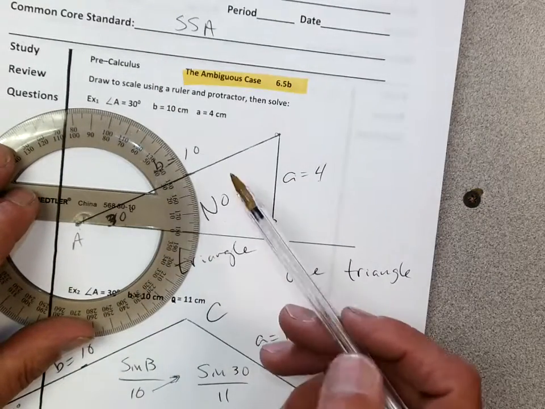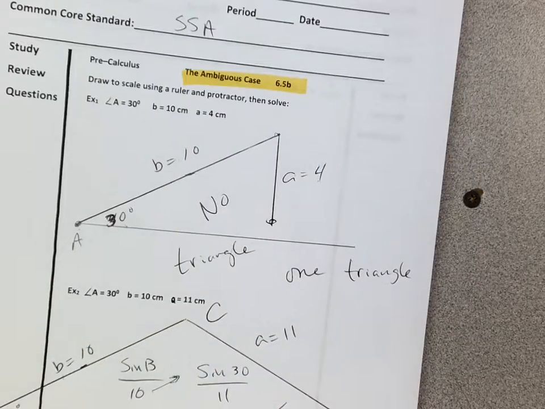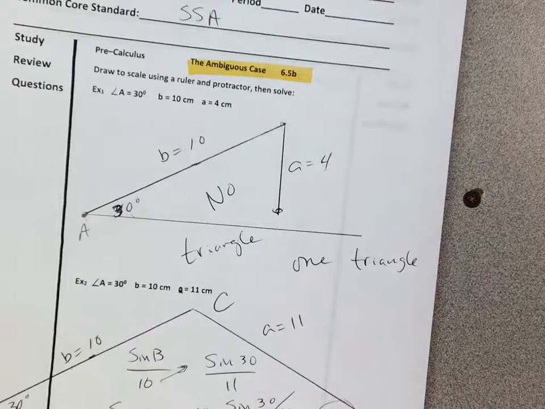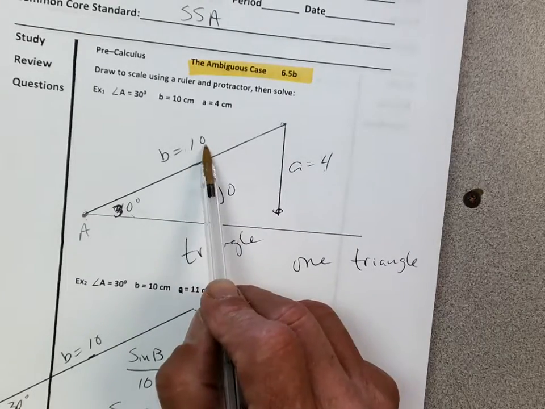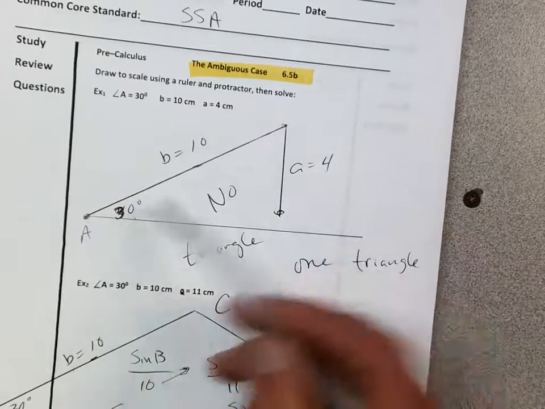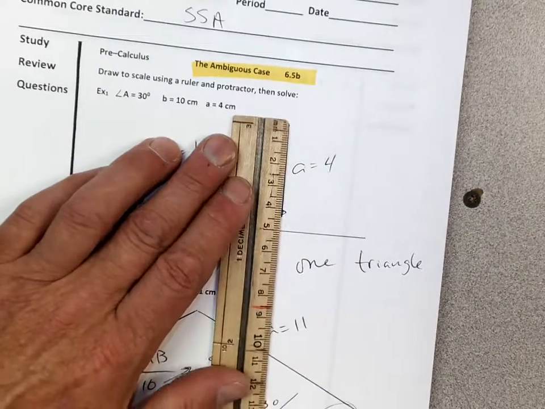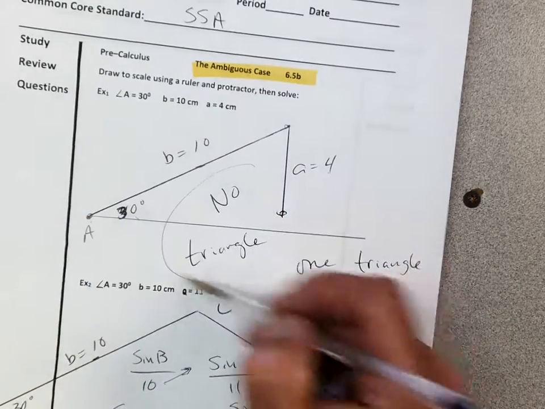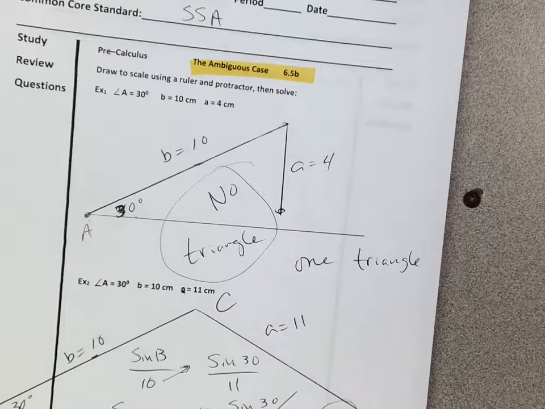Here's my 30-degree angle. Measure this to be 10. I get 10 there. And when I try and draw in 10 centimeters, when I try and draw side A, if that's angle A, side A is directly opposite. When I try and draw it in, it doesn't fit, which means there's really, in this case, no triangle. It's the ambiguous case. So it's possible to have all the information and not have a triangle. So it doesn't work, okay?